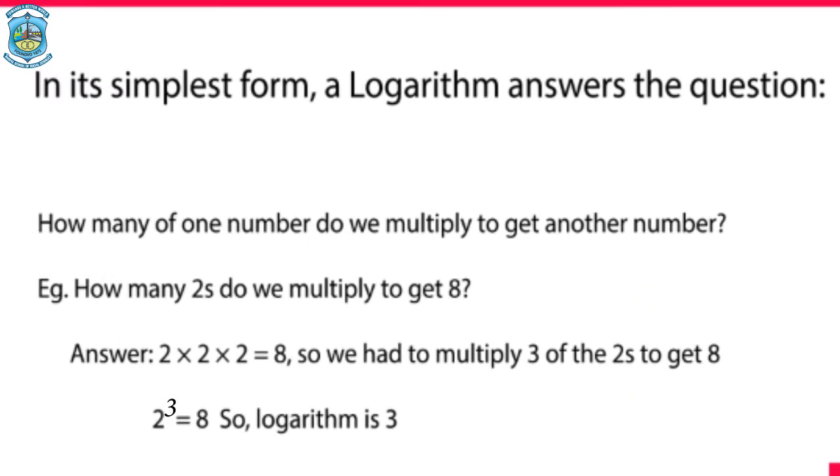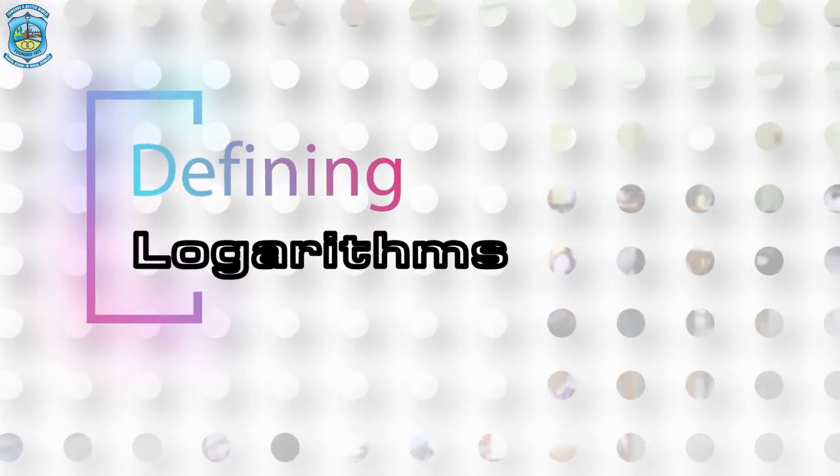All these use logarithms. In its simplest form, we can say that a logarithm answers the question: how many of one number do we have to multiply to get another number? Example, how many 2's do we multiply to get 8? The answer is 2 into 2 into 2. That is, we get 8 by multiplying 2 three times. So we had to multiply 3 of the 2's to get 8. It implies 2 raised to power 3 is equal to 8. Here this 3 is called the logarithm.